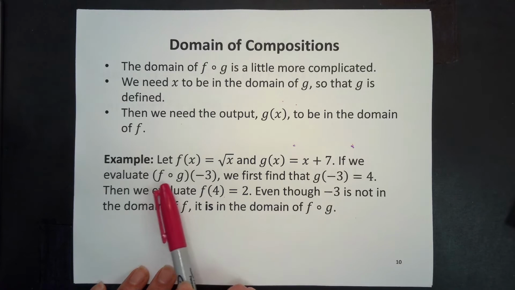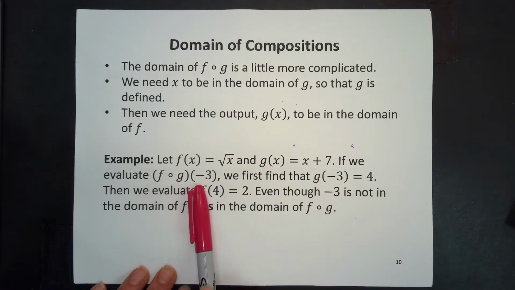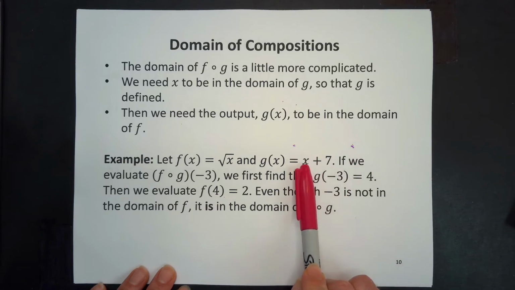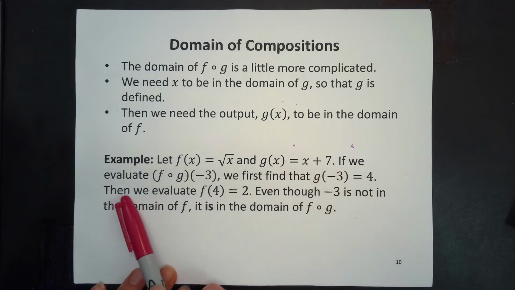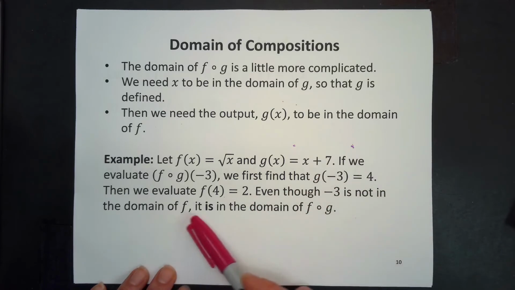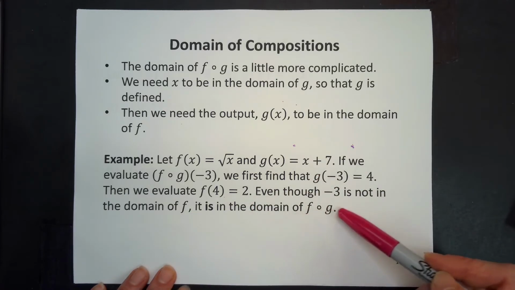If we evaluate f of g of -3, we first find that g of -3 is equal to 4. So it's going to be -3 plus 7 is 4. Then we evaluate f of 4 as 2. Even though -3 is not in the domain of f, it is in the domain of f composed with g.